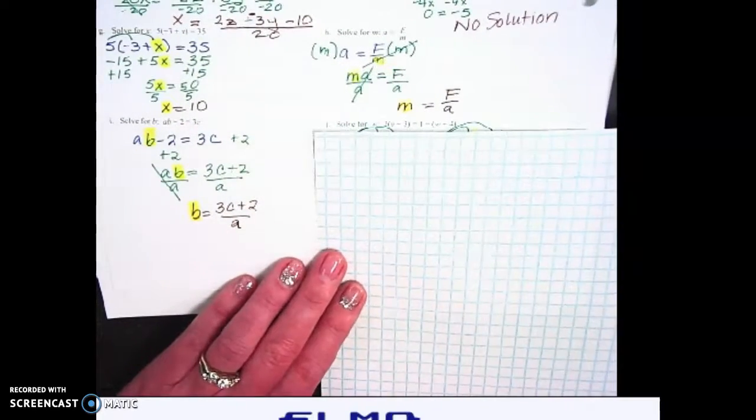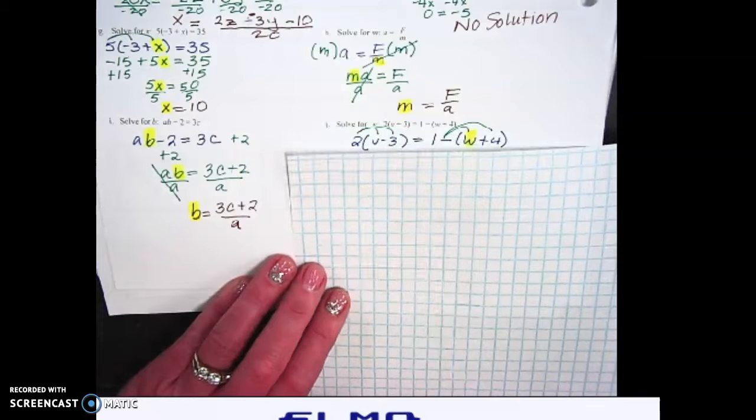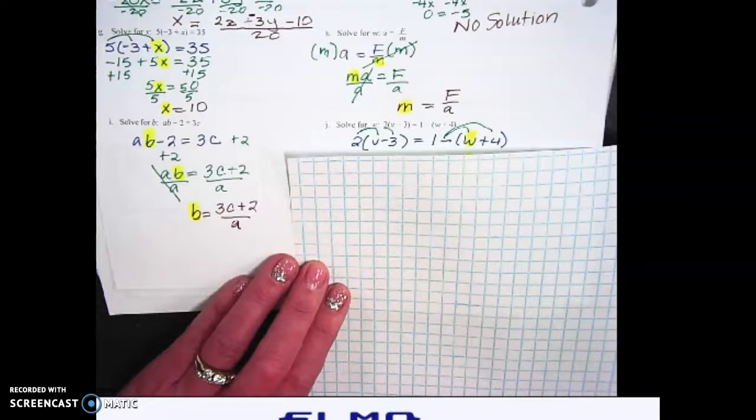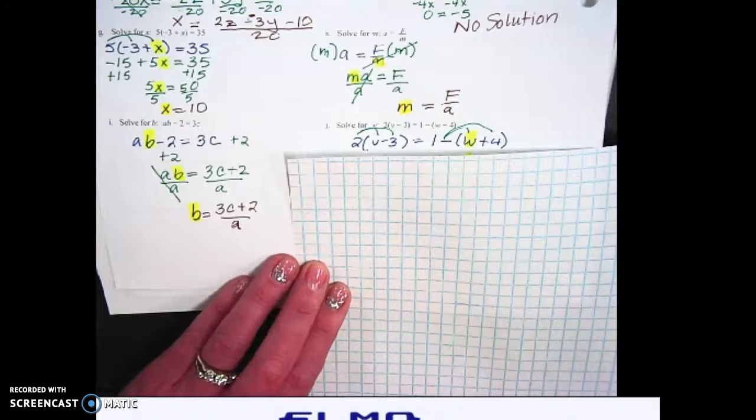And the last one, J. They want us to solve for the W. So we're going to start by copying down the original problem, which is 2 times the quantity V minus 3 equal to 1 minus the quantity W plus 4. And the variable they want us to solve for is the W. So I highlight that W so I can see what's happening to it. Okay. There's also some parentheses. So I showed my distributing rainbows on both sides of that equal sign.